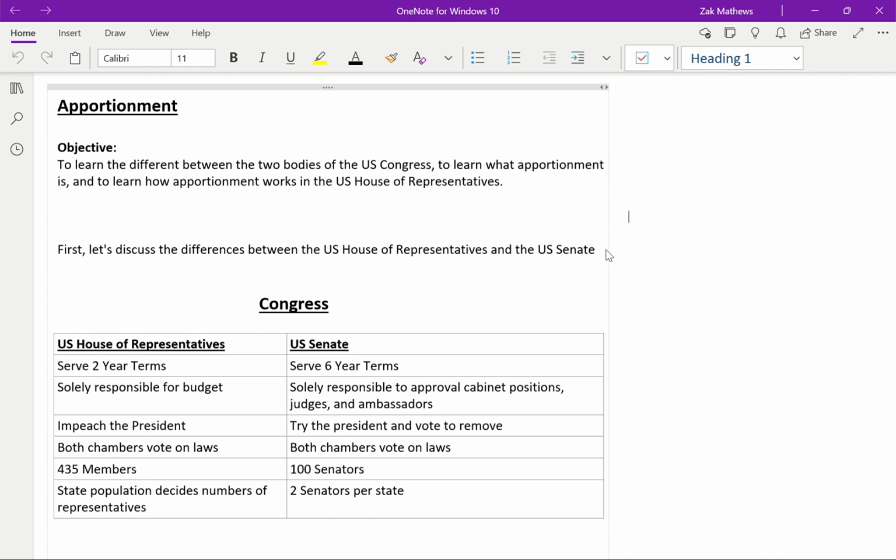In this video, we're going to take a look at apportionment. Our objective is to learn the difference between the two bodies of Congress, to learn what apportionment is, and to learn how apportionment works in the U.S. House of Representatives.